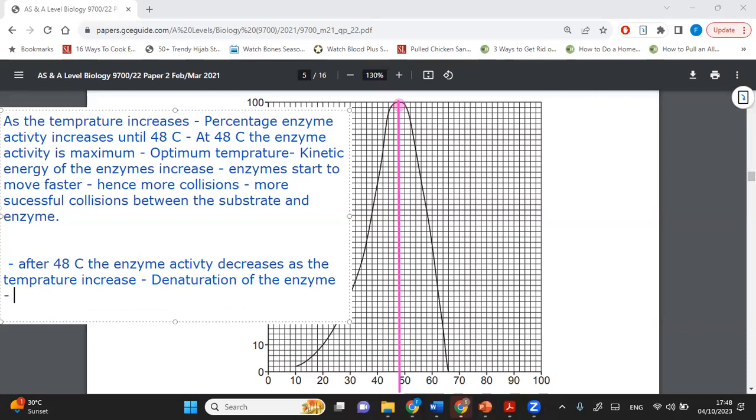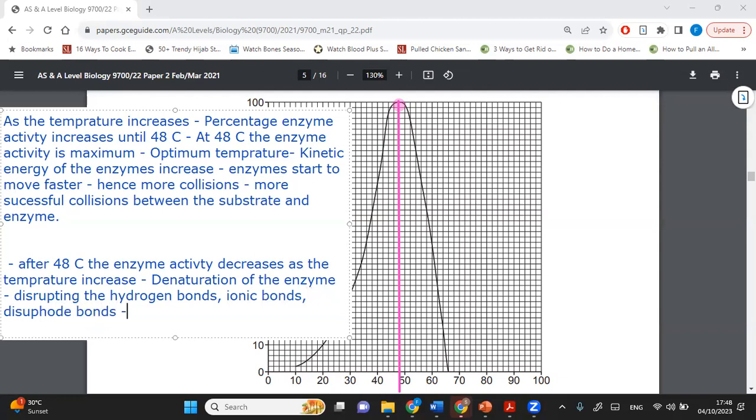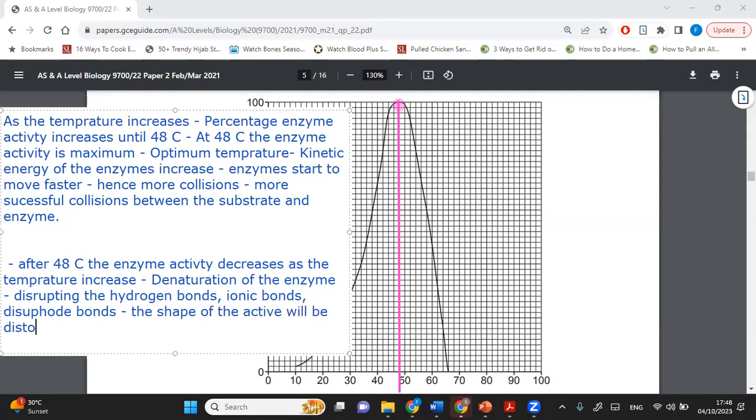Why is it denaturing? Because the temperature is disrupting the hydrogen bonds, the disulfide bonds, right? Your disulfide bonds, your hydrogen bonds, or even if you don't want to talk about the disulfide bonds, your hydrogen bonds, for example, are going to be disrupted. And because of disruption of the hydrogen bonds, ionic bonds, and so on and so forth, what's going to happen? The shape of the active site will be distorted, right? That's what happens. The shape of the active site gets distorted.